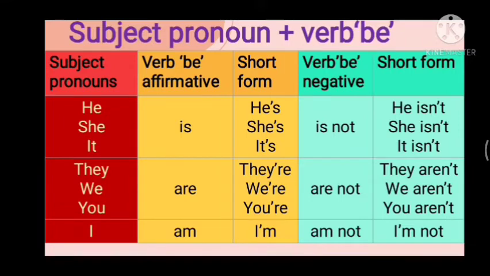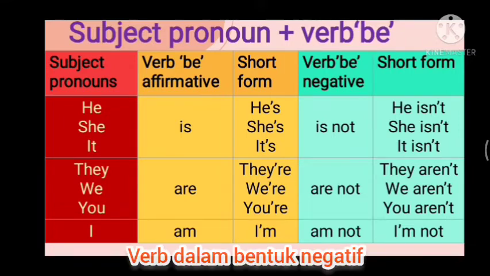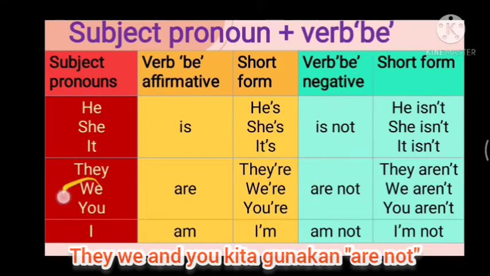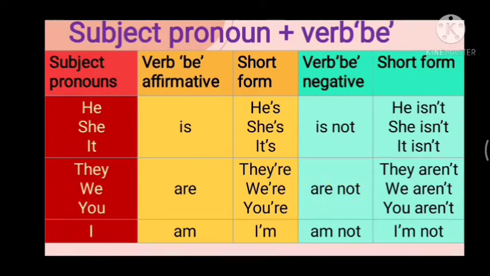On the other hand, if the verb be is in the negative form, they are not, we are not, you are not. In the short form, they are not, they aren't. We are not, we aren't. You are not, you aren't.